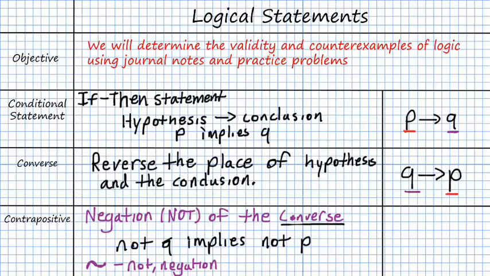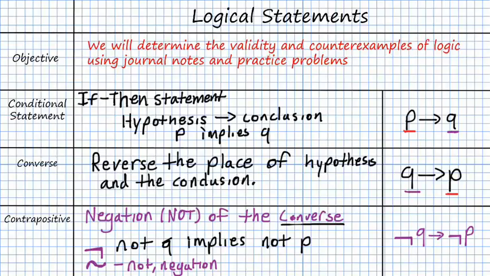Another way that we might write it is in this way. So both of these symbols could mean a negation. In this case, we will write not Q implies not P.